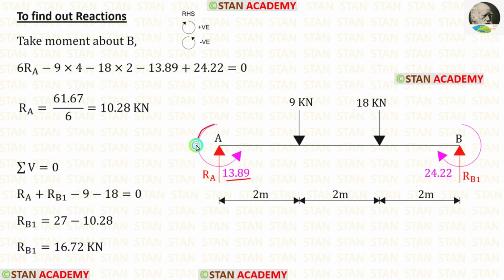This moment is acting in the anti-clockwise direction, so that will be negative, and this moment is acting in the clockwise direction, so that will be positive. Finally, for RA, we are getting 10.28 kilonewton. Now let us apply the rule sigma V is equal to 0. RA and RB1 are acting upwards, so both of them are positive. These two loads are acting downwards, so both of them are negative. For RA, we can apply 10.28. Finally, for RB1, we are getting 16.72 kilonewton.